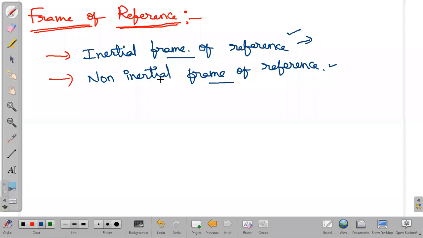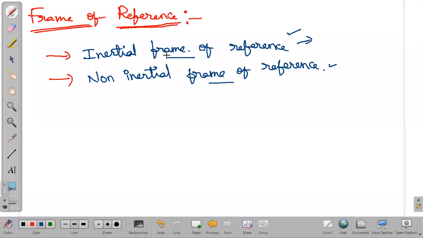Whereas non-inertial frame means if a person is in circular motion, then that can be taken as a non-inertial frame of reference. Suppose we are on a giant wheel and we are observing things which are going around. Then the frame we are in is a non-inertial frame. Otherwise, if we are in a lift when the lift is moving up and down, such a frame is also a non-inertial frame of reference. For those, we cannot apply Newton's laws easily, right? That is about the frame of reference.